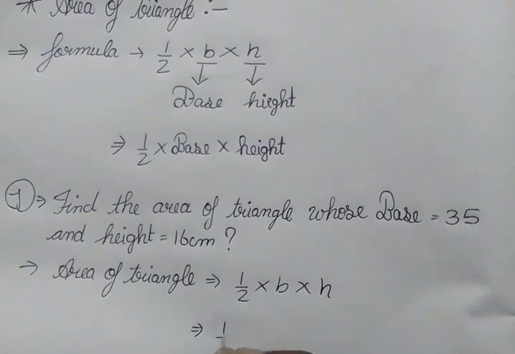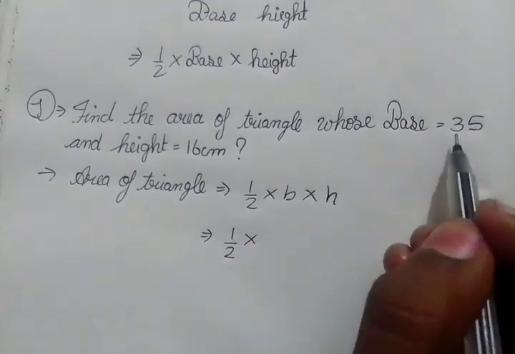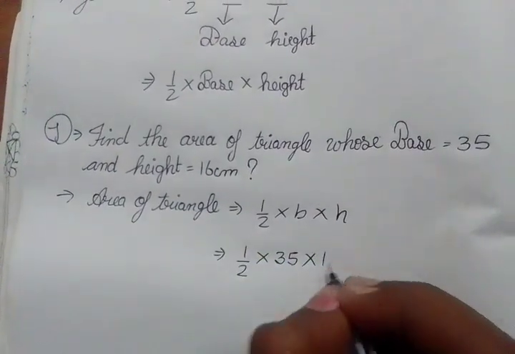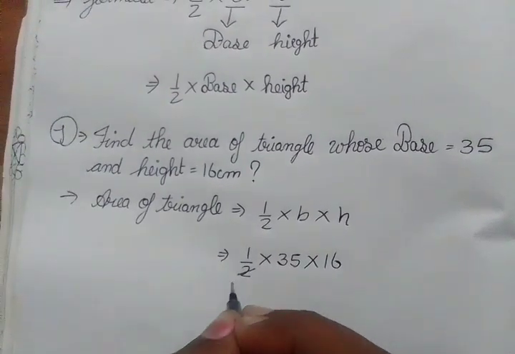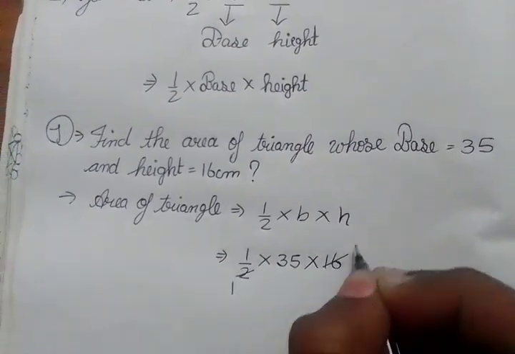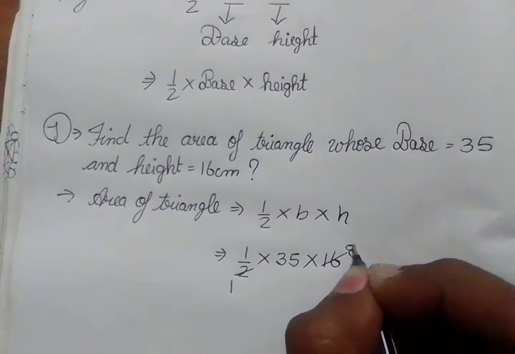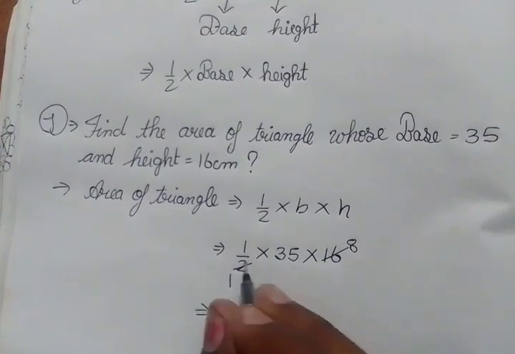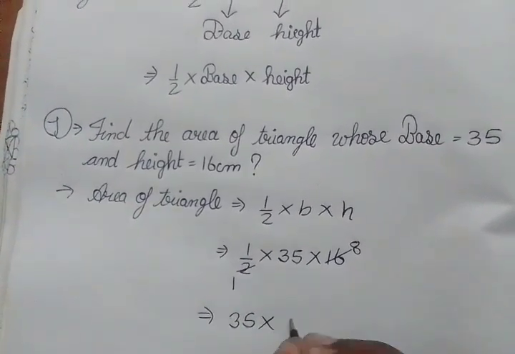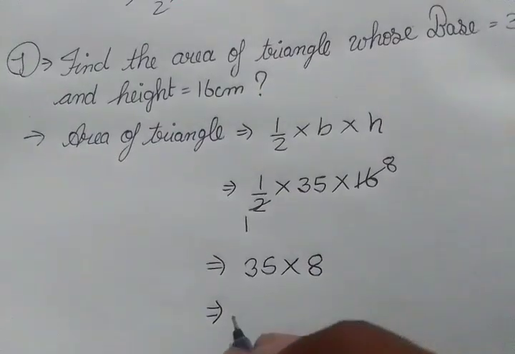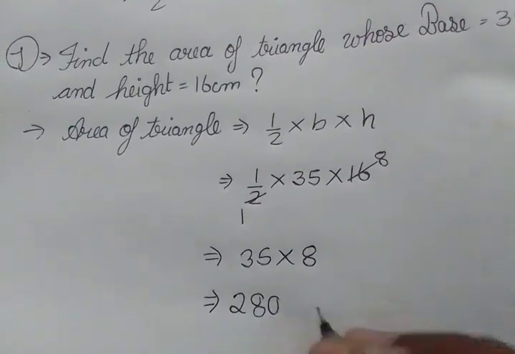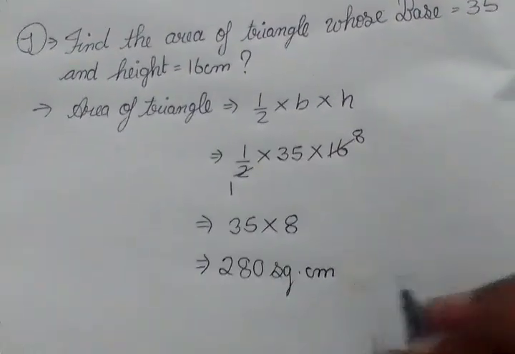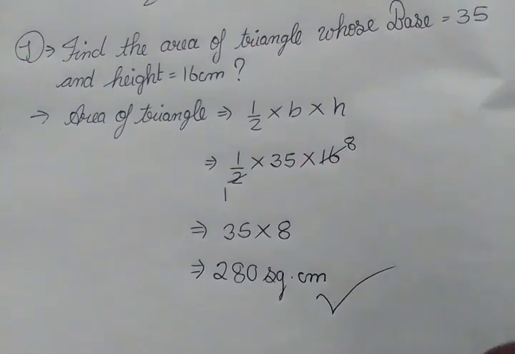So 1 by 2 into the base is 35 into height is 16. Here we will cut it. So 2 1s are 2 and 2 8s are 16. So now we will write 35. 35 ones only 35 will come and then 8. So the answer will be 280 square centimeter. So the area of the triangle in this question will be 280 square centimeter.